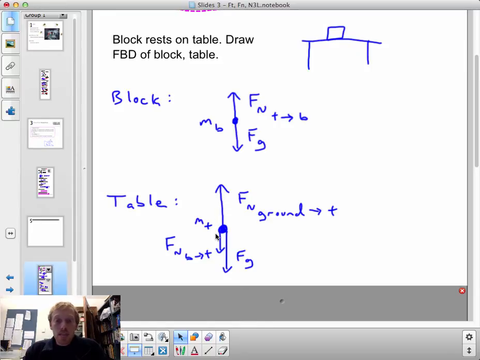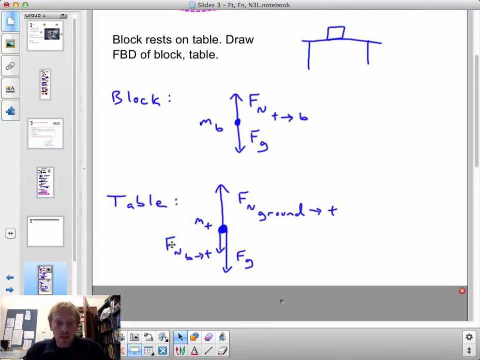There must be a normal force by the block pushing down on the table. That must be the case because of Newton's third law. See this arrow here? The table exerts an upward force on the block. Therefore, the block must exert a downward force on the table.